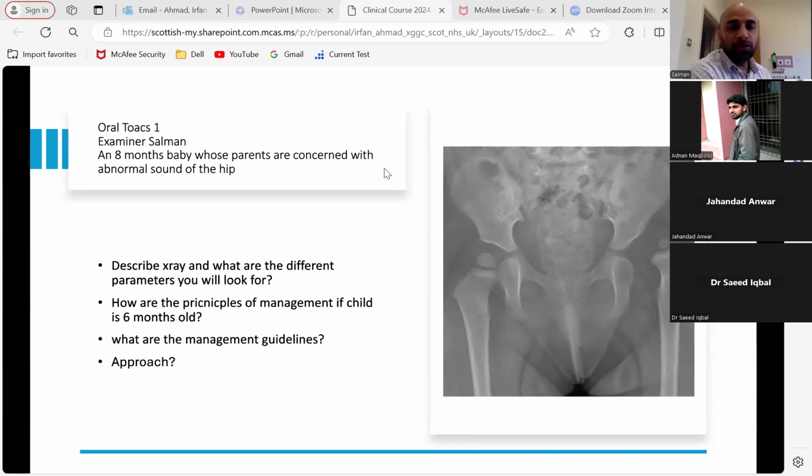Okay, good. We'll start with the first case. This is an 8-month-old baby who has presented with the parents in the outdoor clinic, and they're concerned about an abnormal sound in the hip. This is the X-ray. Can you describe the X-ray for me?